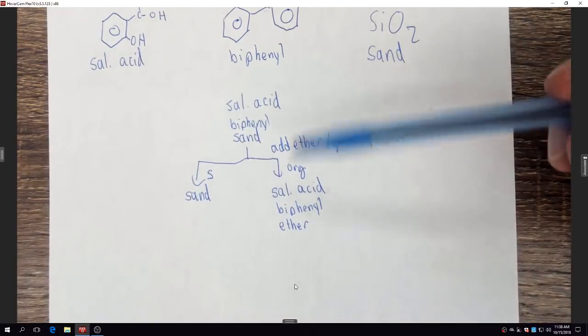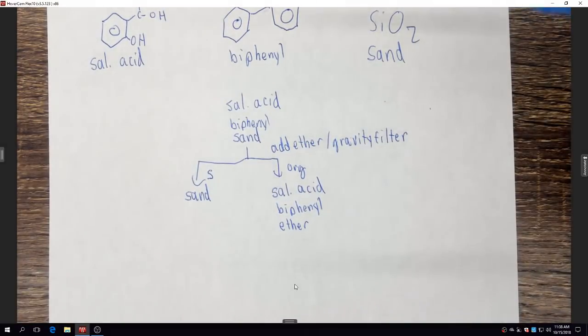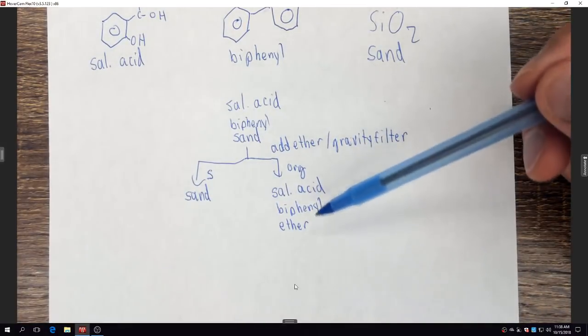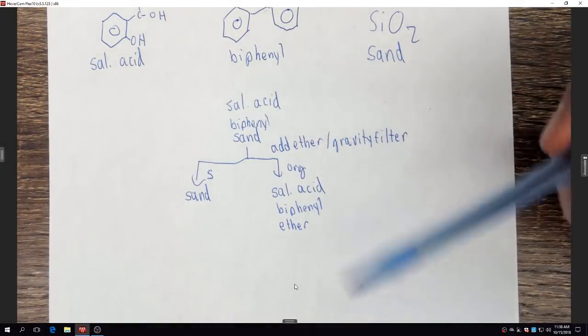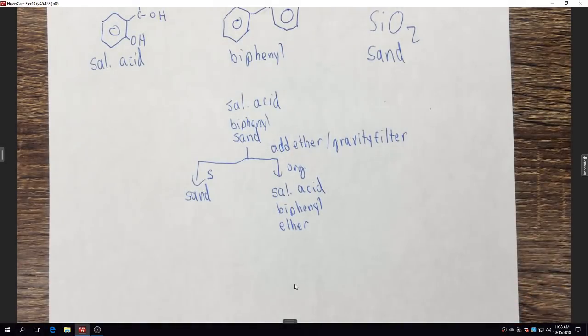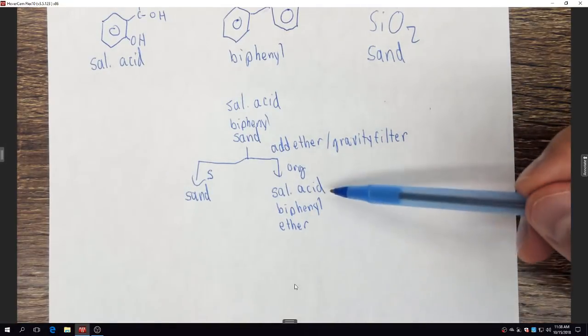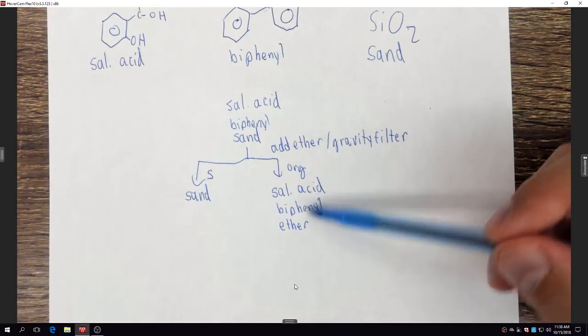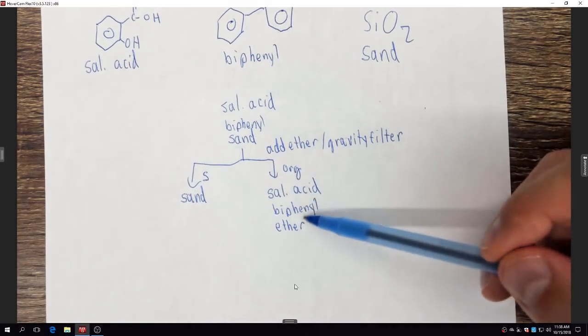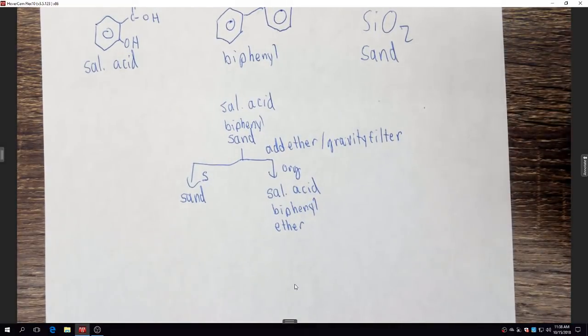Yes, because we're going to add an aqueous solution. So we will take advantage of density because the ether will float on top, just like salad dressing, oil on top of water. Ether's less dense than water, so it'll float on top. But what are we going to take advantage of to actually separate the 2 analytes? In this case, salicylic acid and biphenyl. I think polarity is a good way of putting it.